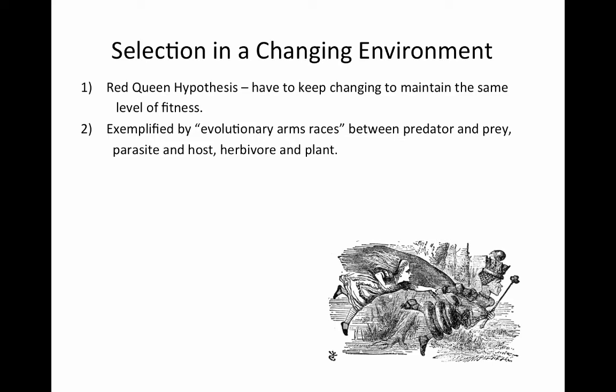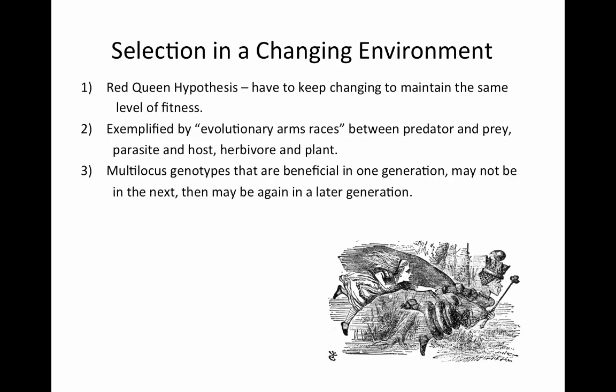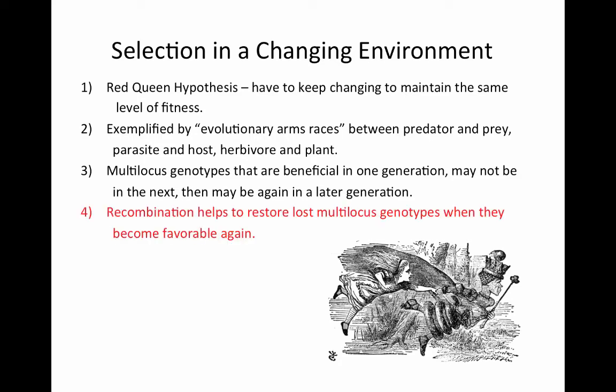And so this is this constant evolution, this constant adaptation to be able to keep up with these other organisms that are an important part of your environment, an important selective force. So what you end up seeing is that multilocus genotypes that are beneficial in one generation may not be beneficial in the next. And then they may be beneficial again in a later generation. Recombination is your best bet for being able to do that quickly.